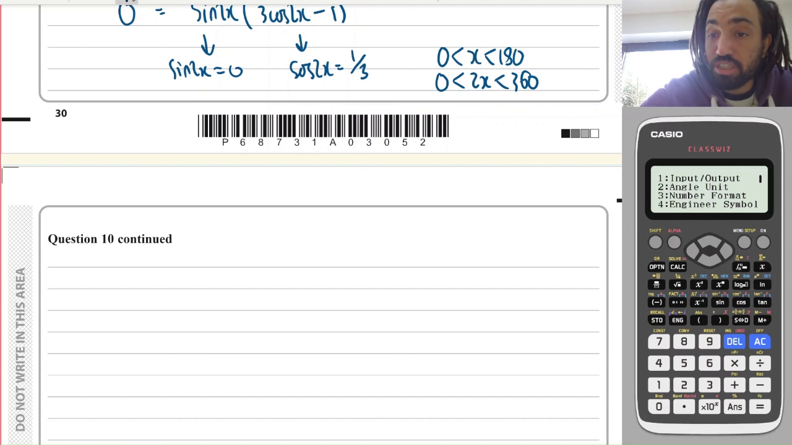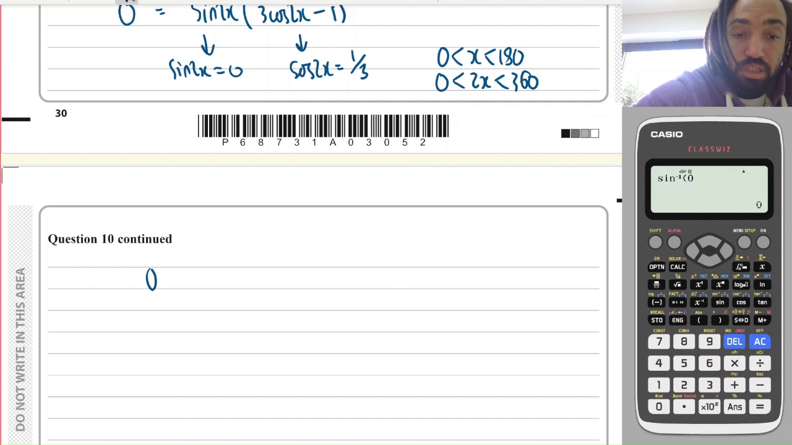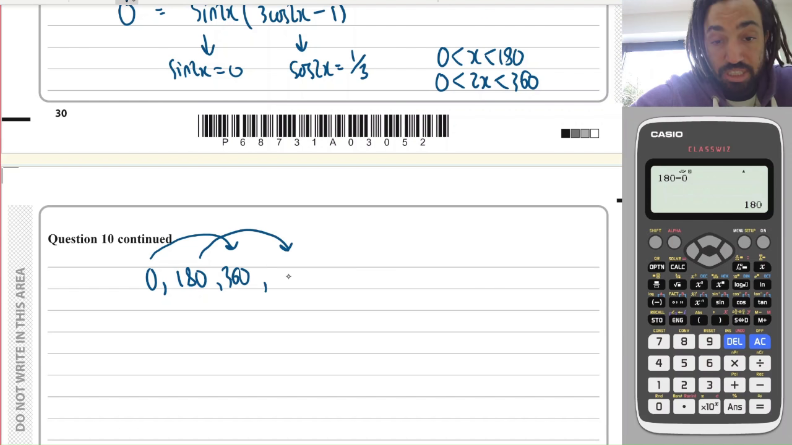I just need to go to setup. I need to change my angles into degrees. And I need to do sine to the -1 of 0. And of course that gives me 0, but that's not a solution. The next one along would be 180 minus that answer, which would be 180. And then the one after that, you just add 360 to both of these two to find the next ones. So 360 and then add 360 to that would be 540.